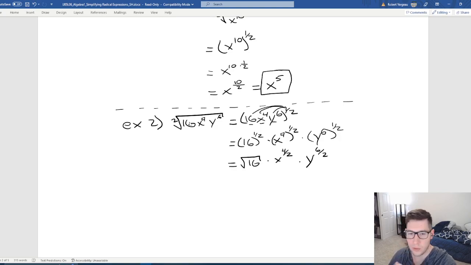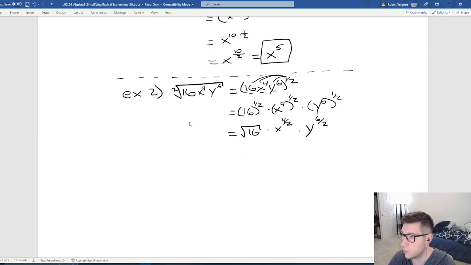Well, again, if you look at the exponents on our powers, those are divisible. We can actually do that division, and so we absolutely want to. And so, I'm going to take this one step further. Remember that the square root of 16 is going to be 4. The reason for that being 4 times 4 is equal to 16. That's where this is coming in. And then we have x to the 4 divided by 2, that's 2. y to the 6 divided by 2, that's 3.